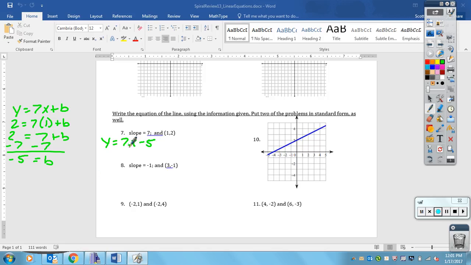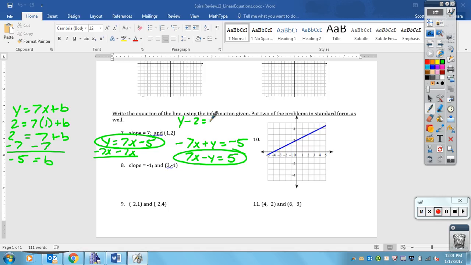While I'm here, I might as well write it in standard form, which means I subtract 7x. Negative 7x plus y equals negative 5. Although standard form means the x term is positive, so it's 7x minus y equals positive 5. This is standard form. This is slope-intercept form. Although it doesn't say to write in slope-intercept form, so I guess I could have done y minus 2 equals 7 times x minus 1, because it doesn't say how to write it. This is point-slope, that's slope-intercept, that's standard form.